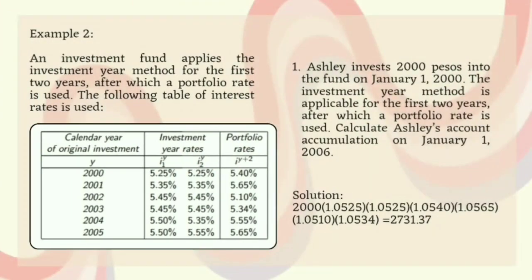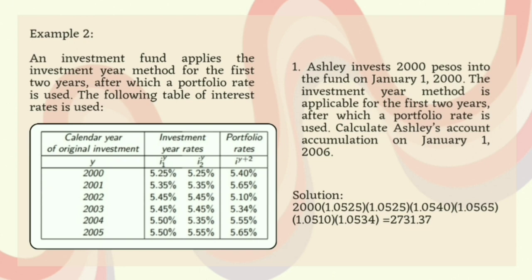And let's move on to example 2, which is the investment year method. An investment fund applies the investment year method for the first 2 years, after which a portfolio rate is used. The following table of interest rates is used. Now the question is, Ashley invests 2,000 pesos into the fund on January 1st, 2000. The investment year method is applicable for the first 2 years. That is a clue guys, first 2 years, after which a portfolio rate is used. Calculate Ashley's account accumulation on January 1st, 2006.